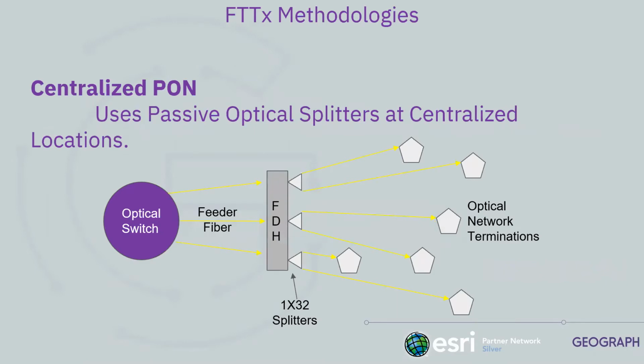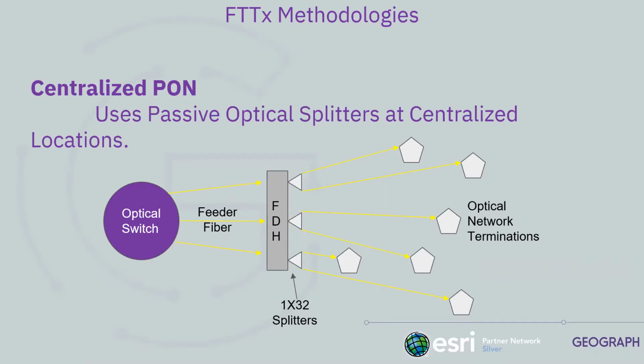Moving along, the next method is centralized PON, or centralized passive optical network. Now, what passive optical network means is that you're using splitters in the field to split the power of that light signal of that fiber. You're going to split that and share that bandwidth among several individuals.